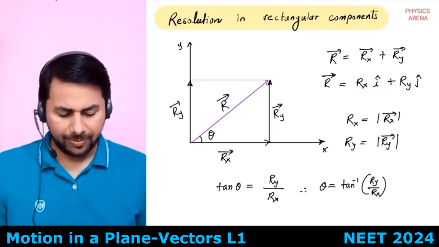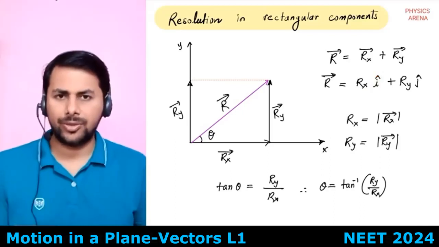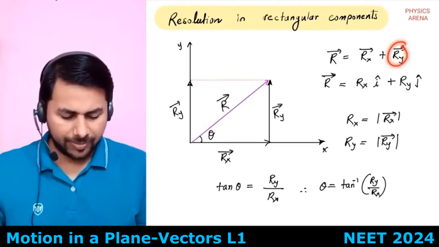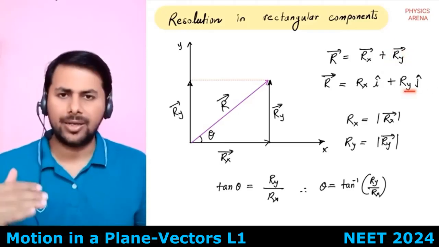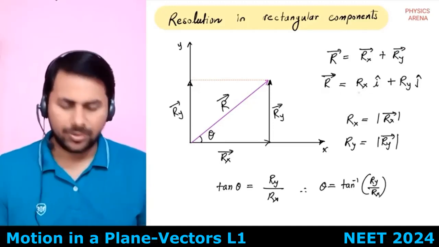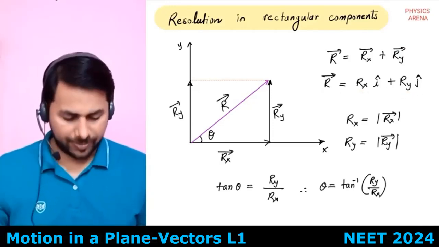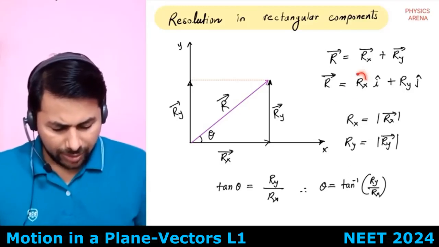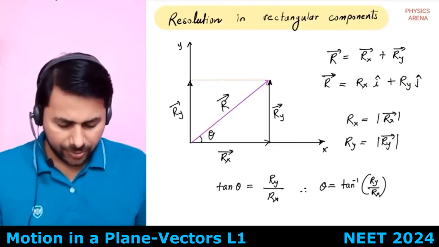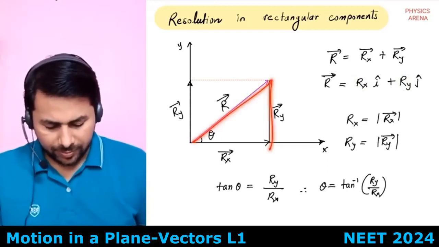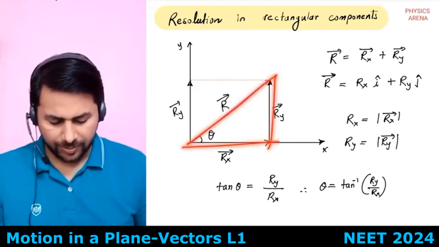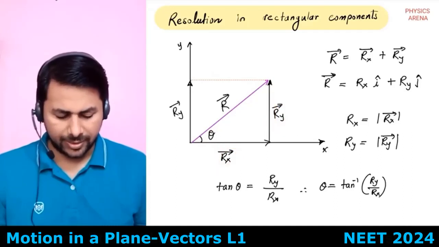So rx into i cap. What is i cap? It is the unit vector in x direction. Similarly ry bar can be represented as its magnitude multiplied by the unit vector in y direction. So you have r bar equals rx into i cap plus ry into j cap. Now how can we find out rx and ry? This angle is theta, and this is a right angle triangle, so in this triangle you can find out this side and this side.